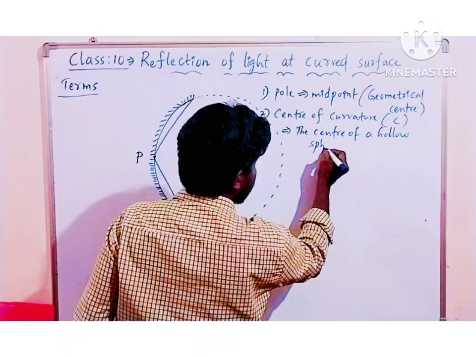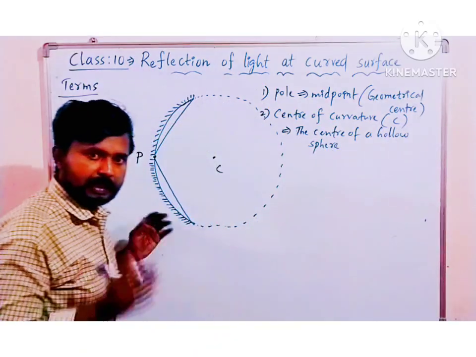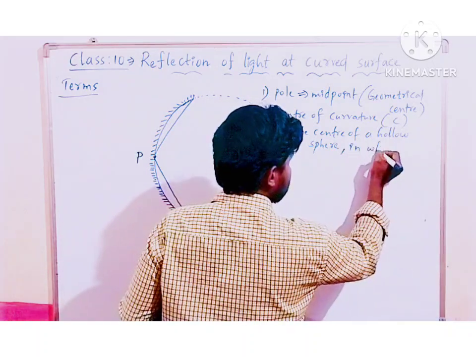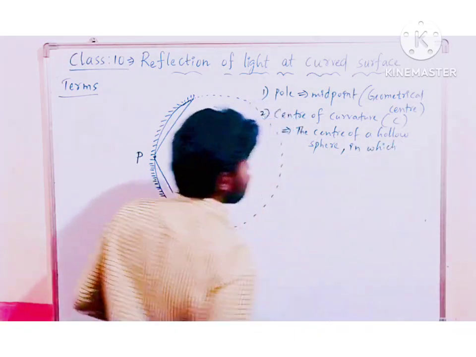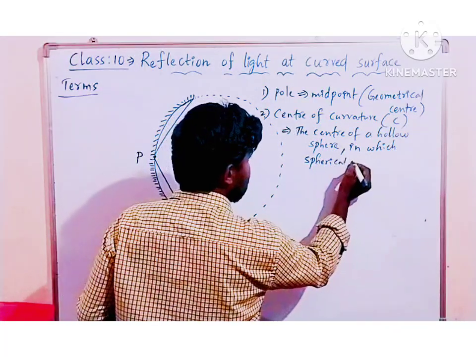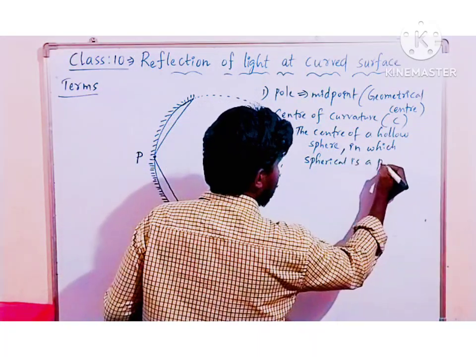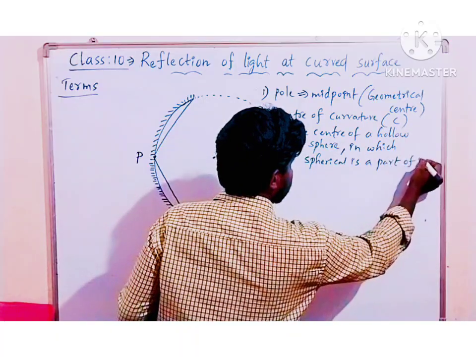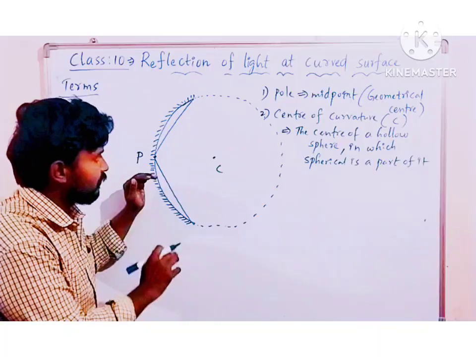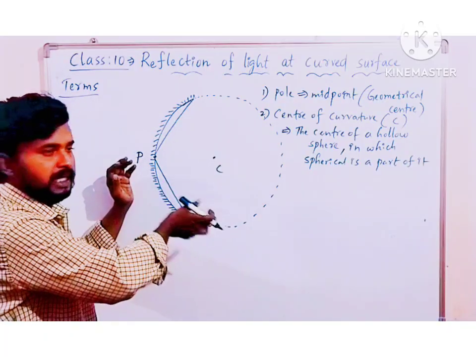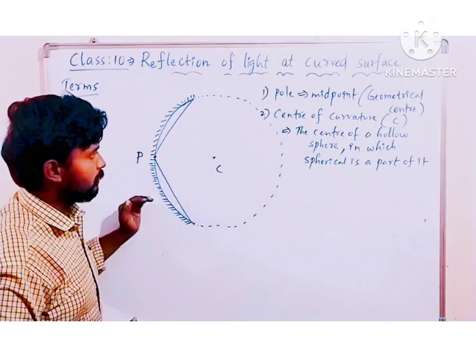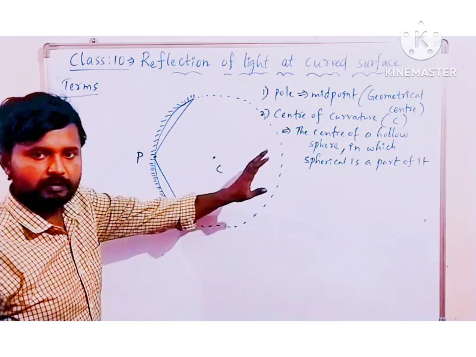The center of a hollow sphere of which the spherical mirror is a part. Okay, అంటే center of curvature అంటే ఏంది? Center of curvature means the center of a hollow sphere of which the spherical mirror is a part. That is called the center of curvature.